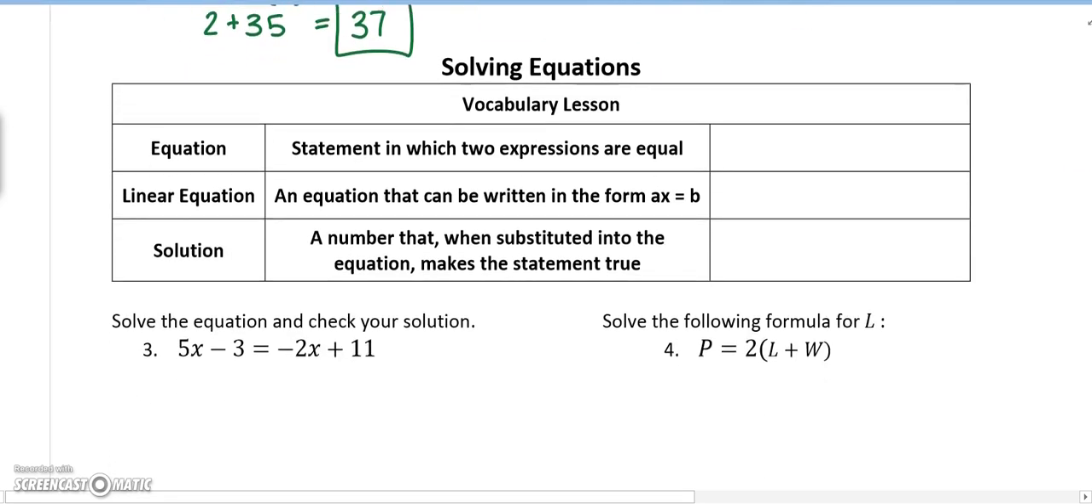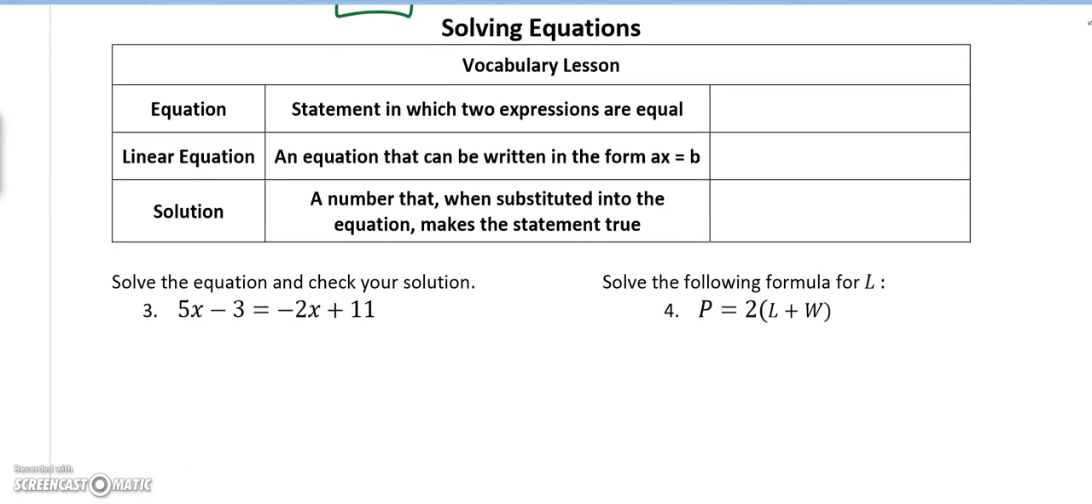Alright, so now those are going to help us to solve equations. So just a few more pieces of vocabulary to throw at you. An equation, that's a statement in which two expressions are equal. So if you're given an equation, for example, this, just a random one off the top of my head, when you see that equal sign, that means that those two, the left side and the right side, have to be the same. That's what equals means.